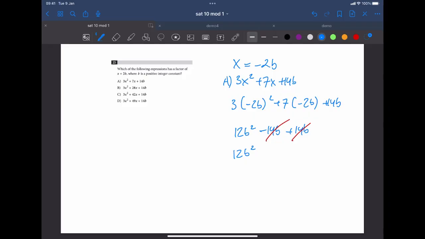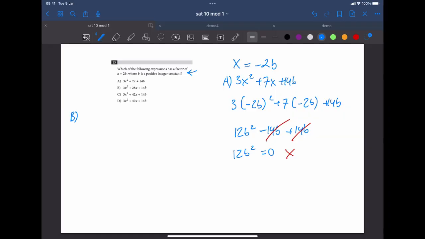Since we're told that b is a positive integer constant, there is no value that will set this to 0. So because b is a positive integer, we know that we can't make this work. Hence A is not a possibility. Let's move on to B.